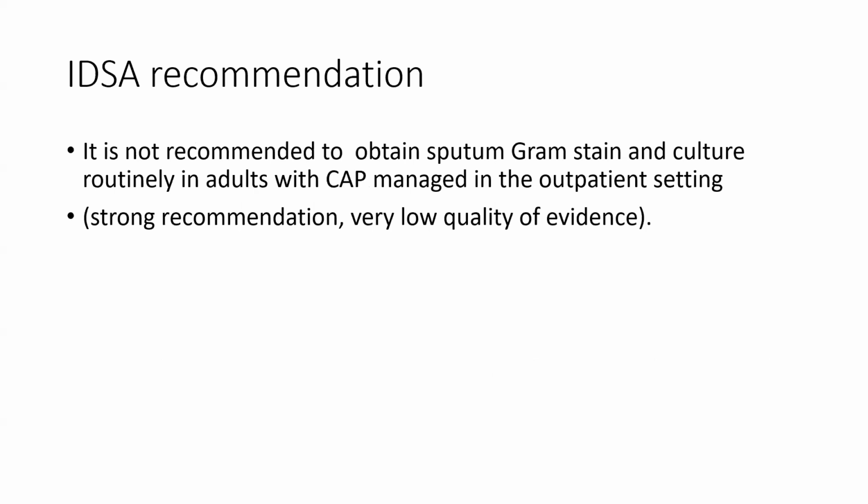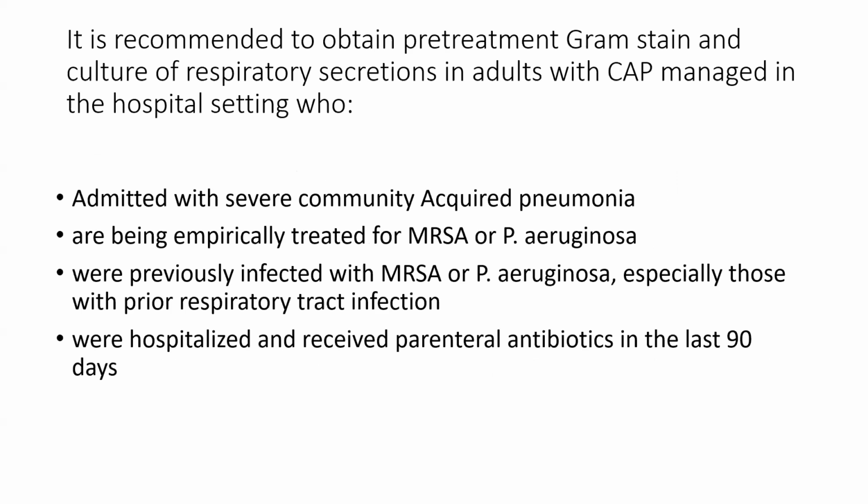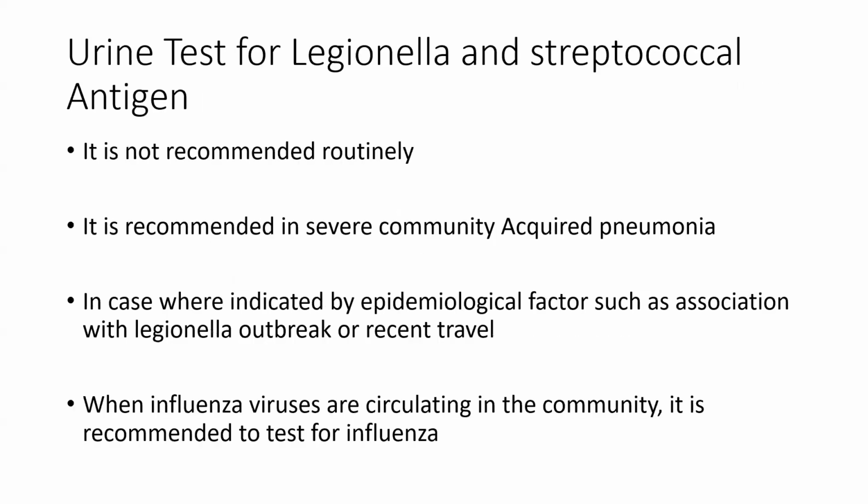On a routine basis, we should not obtain sputum Gram stain and culture if we manage the patient on the outpatient side. It is recommended to obtain Gram stain and culture of respiratory secretions in adults with CAP managed in a hospital setting who are admitted with severe community acquired pneumonia, or if we are empirically treating them for MRSA and Pseudomonas aeruginosa, or they were previously infected with Pseudomonas aeruginosa and MRSA, especially those with prior respiratory tract infection who were hospitalized and received parenteral antibiotics in the last 90 days.